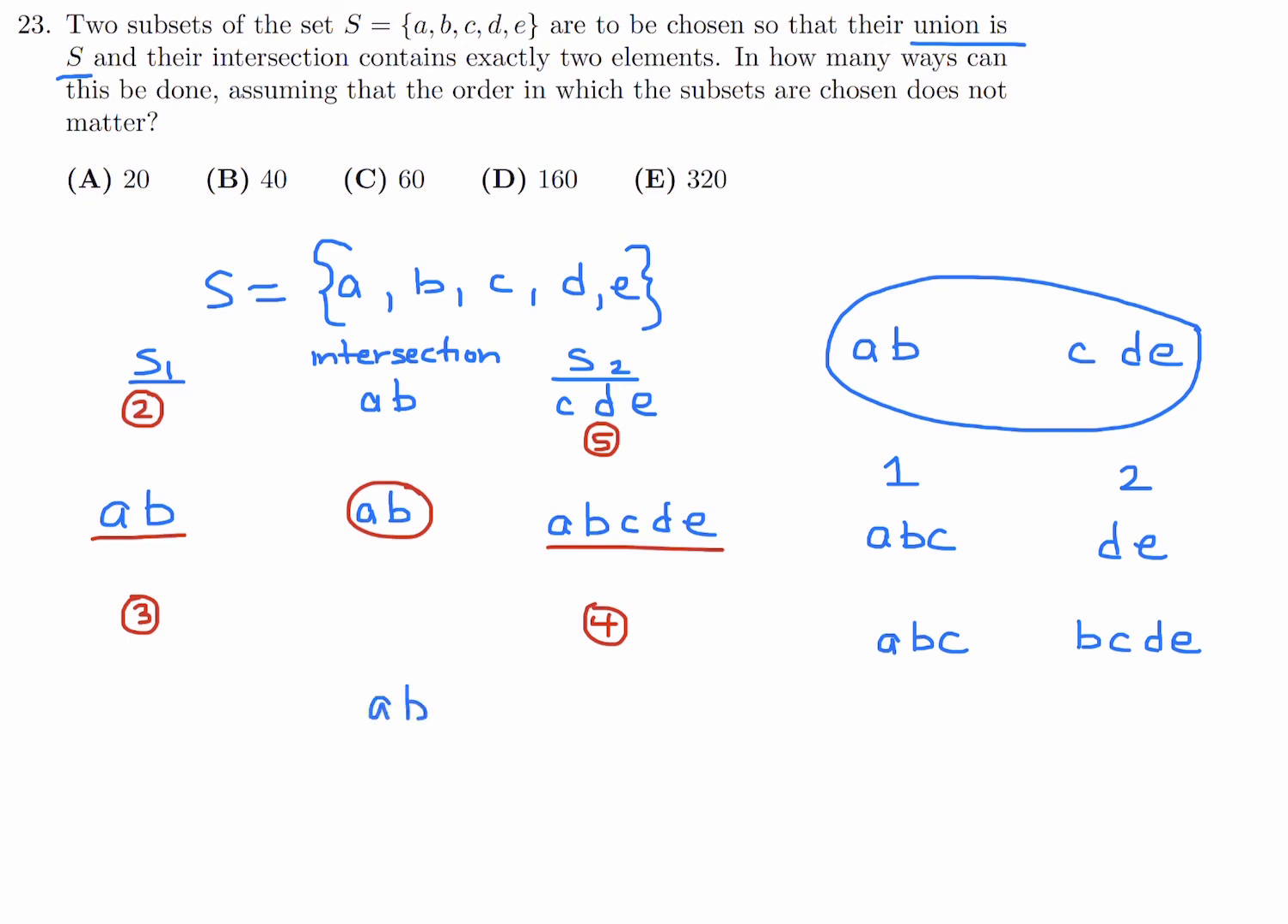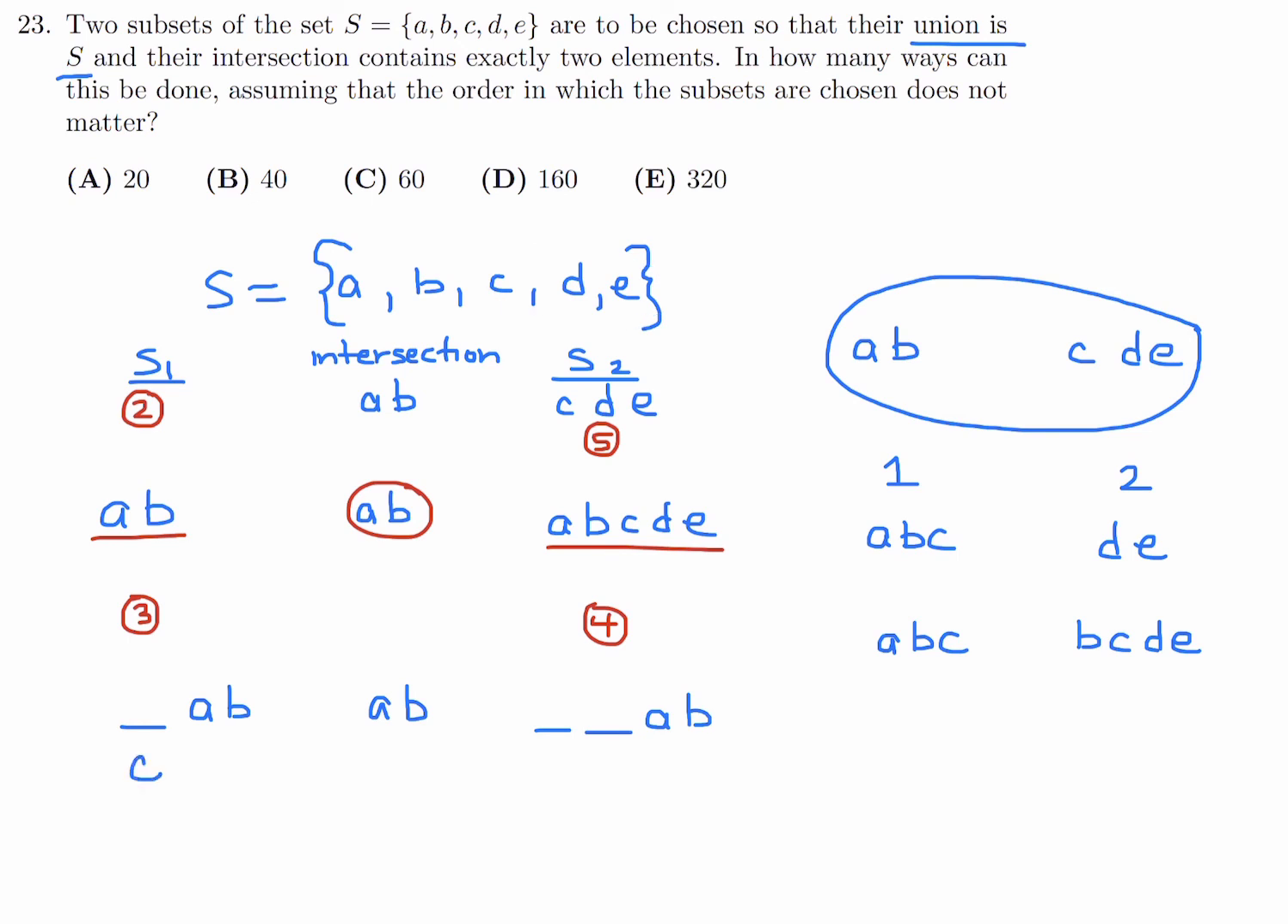AB is common to both, as always, but then I've got to put one more element in there because it's got to be 3, and I've got to put just 2 more in subset 2. So how do we do that? Well, first and foremost, what are the remaining letters, C, D, and E? So I've got to arrange C, D, and E.